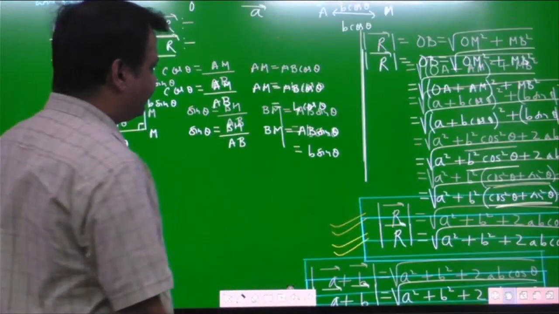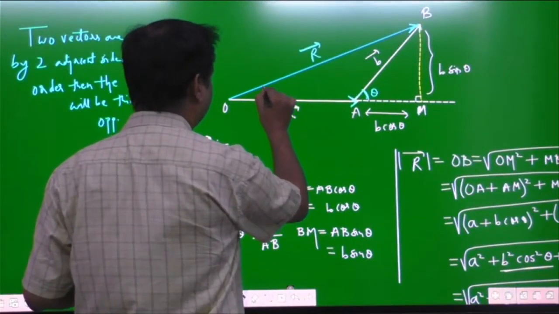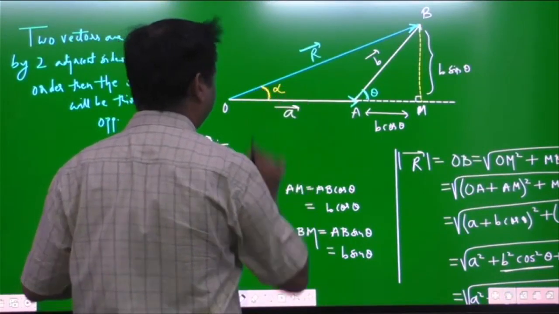Now let's see the direction of r. We know for finding the direction, we will find the angle. So let r make an angle alpha with vector a.